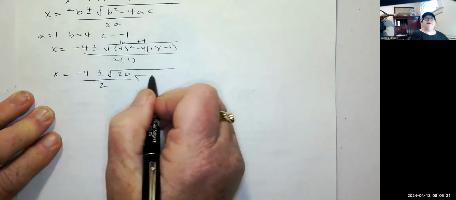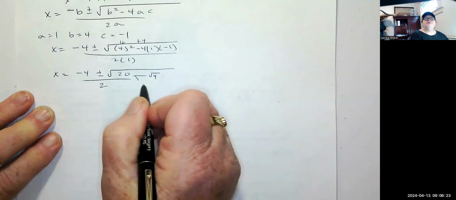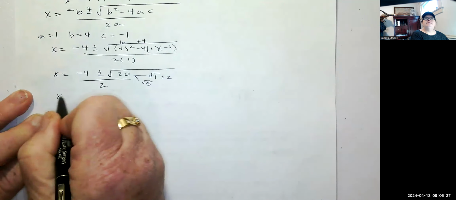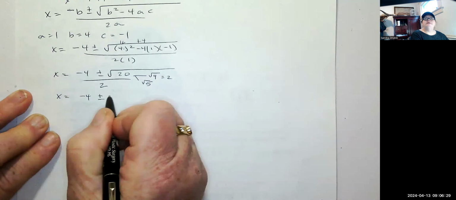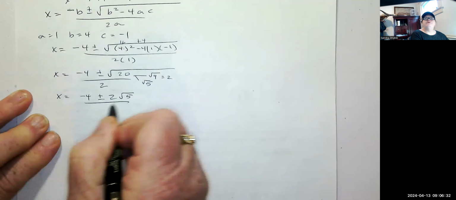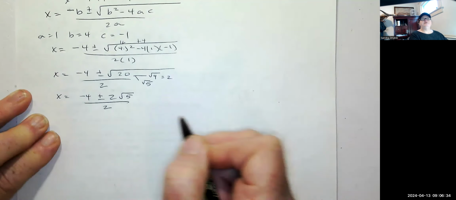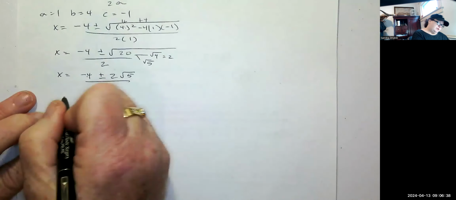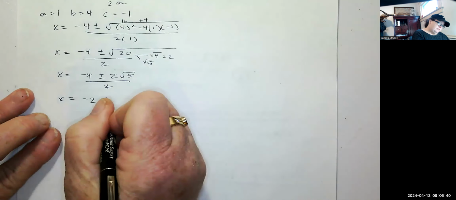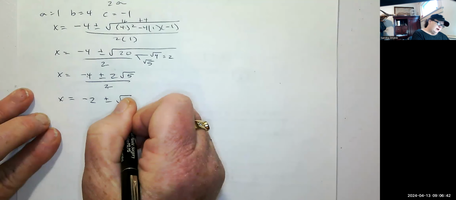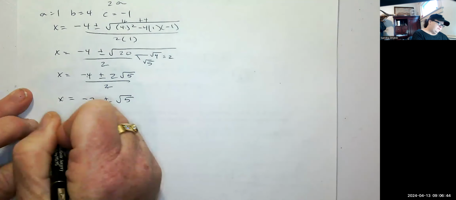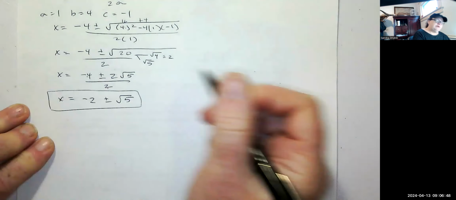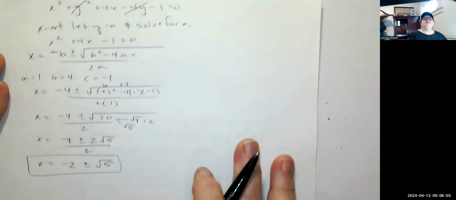The 20 can give us the square root of 4 and the square root of 5. And the square root of 4 is 2. So I've got negative 4 plus or minus 2 square root of 5 over 2. There we go. And I see that I can reduce these both by 2. So x is equal to negative 2 plus or minus the square root of 5. Those are my two answers for my zeros or my x-intercepts.